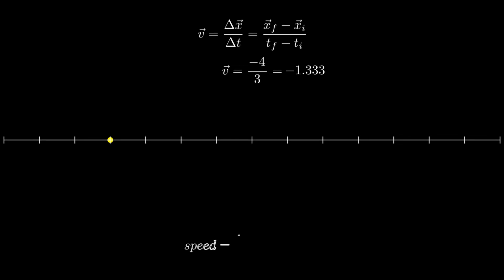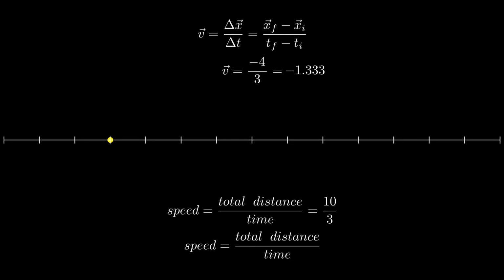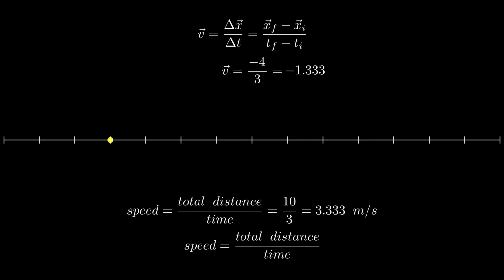Another quantity, speed, is similar to velocity, but unlike velocity it is a scalar quantity, meaning it only tracks the magnitudes of the movements. We calculate it by taking the total distance moved and dividing it by the time, which yields 3 1/3 meter per second.